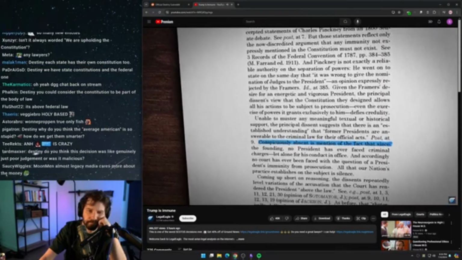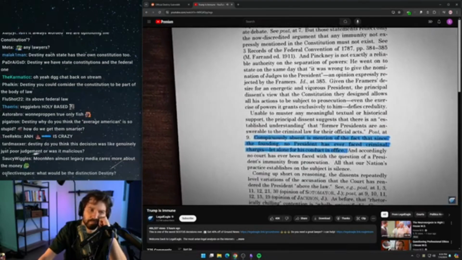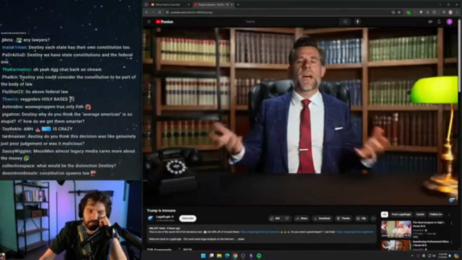Quote, conspicuously absent is the mention of the fact that since the founding, no president has ever faced criminal charges, let alone for his conduct in office.